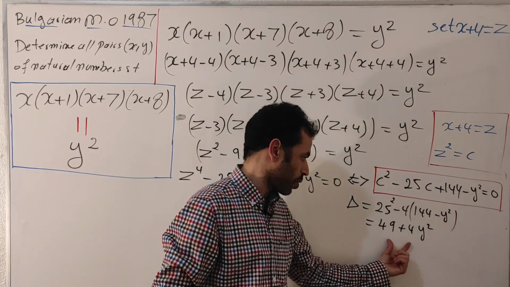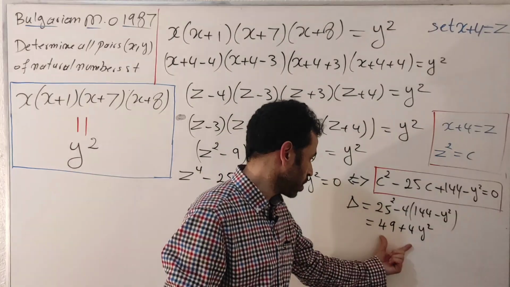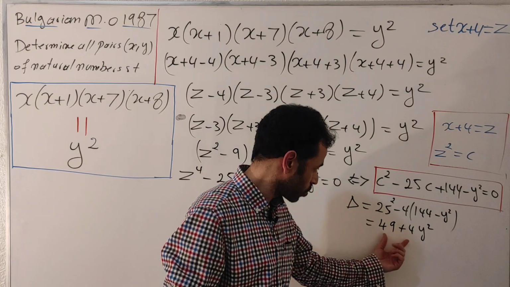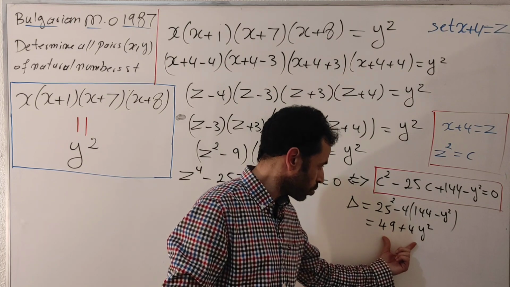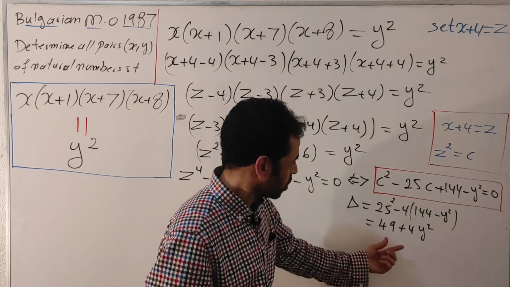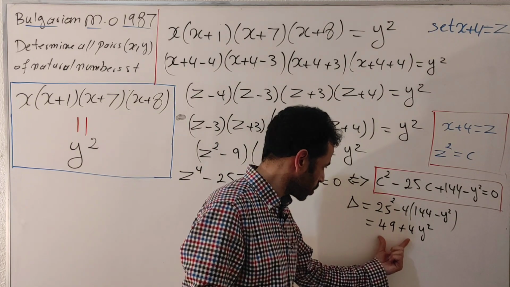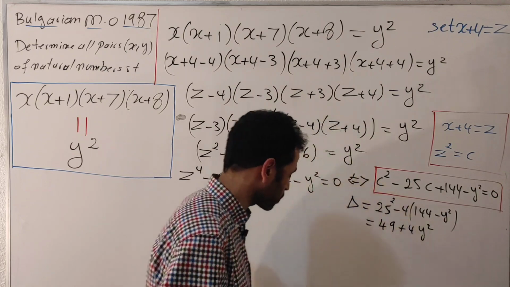So here is a problem. We don't know y, what's the value of y to calculate delta. Now we are going to figure out how to make this term as a perfect square. So in order to have a solution for this equation, this term delta must be a perfect square. Okay? Now we are going to work on this one.